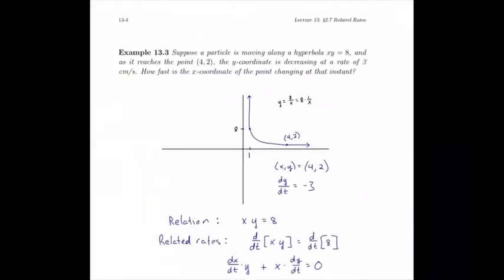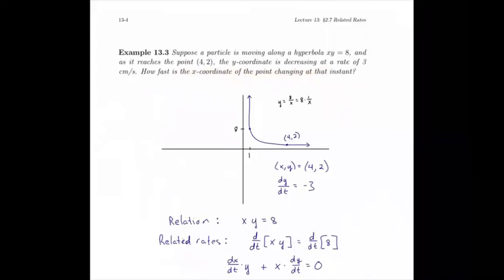So yes, it says, suppose a particle is moving along a hyperbola, xy equals 8, right? As it reaches the point (4, 2), the y-coordinate is decreasing at a rate of 3 centimeters per second. So now we're given this rate of 3 centimeters per second. That's the y-coordinate. It's decreasing at a rate of 3 centimeters per second. We'll interpret that in a moment. How fast is the x-coordinate of the point changing at that instant?